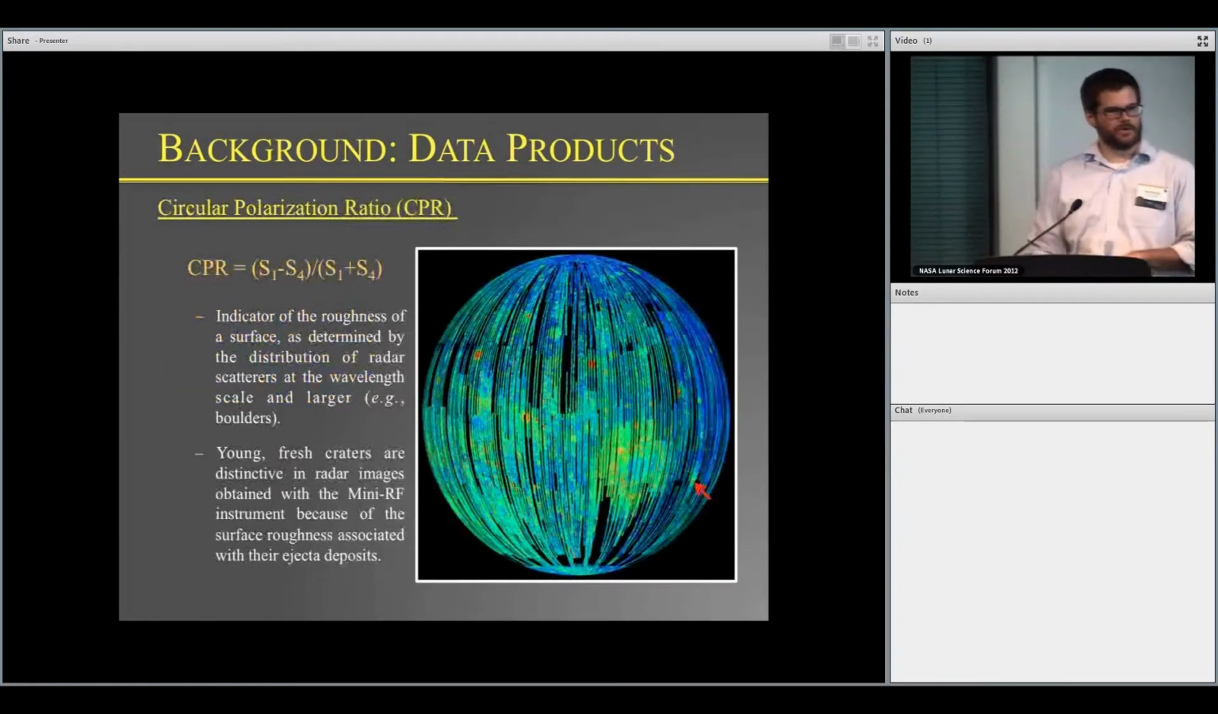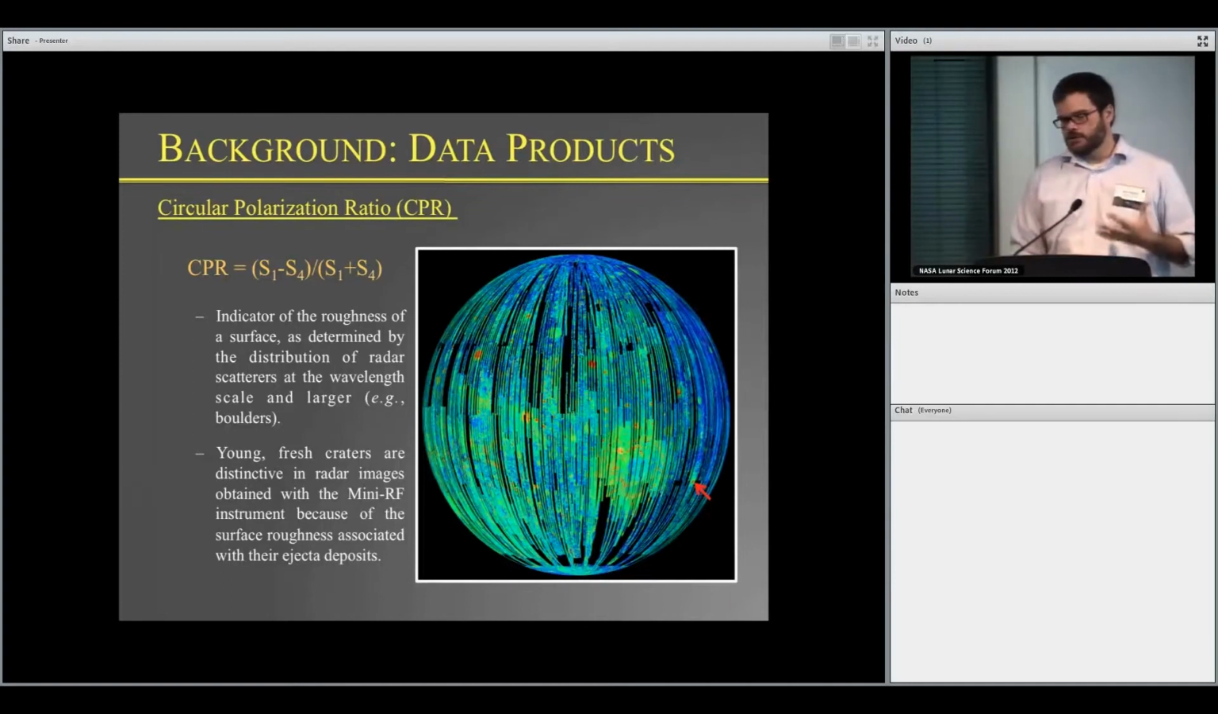We can create one of the derived products. This is very commonly used as a derived product in ground-based radar data for the moon and radar data in general. It's the circular polarization ratio, CPR, and it represents a ratio of S1 and S4, the first and fourth Stokes parameters. It's an indicator of surface roughness at the wavelength scale of the radar. So remember, I said we're looking at about 13 centimeters. We can be sensitive at this wavelength to roughnesses in the centimeter to meters range. So anything that's rough in that range shows up in the radar.